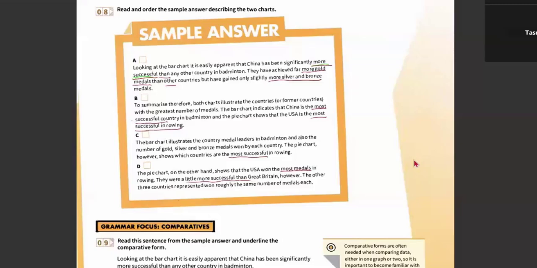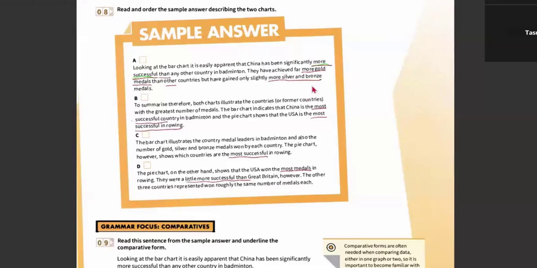So the comparative forms are more successful than, more gold medals than, and last, more successful than. Yes, more successful than, and then more gold medals than other countries. Should I tell the sentence so that you can find them? Yes, you can.